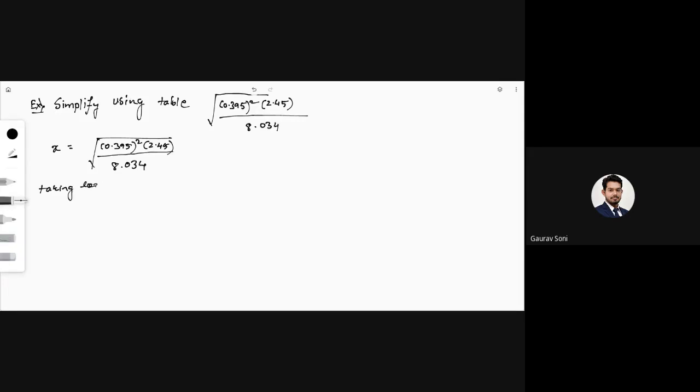what do we get? Log of x is equal to, log of this thing raised to 1 by 2 will be 1 by 2. Look, I am using one property immediately over here. This is 0.395 squared into 2.45 divided by 8.034. Now again I can simplify this. These two are in product and there is one in division, so division will become minus in bracket.